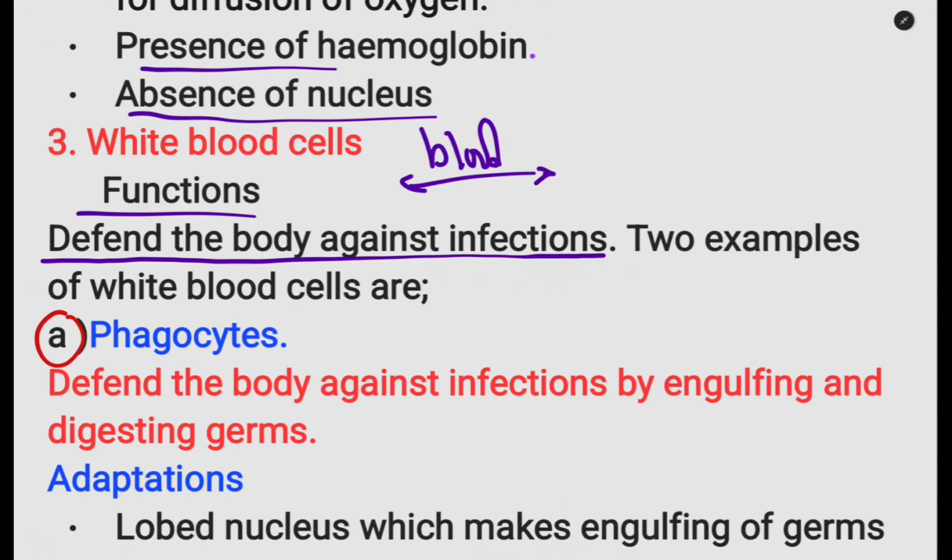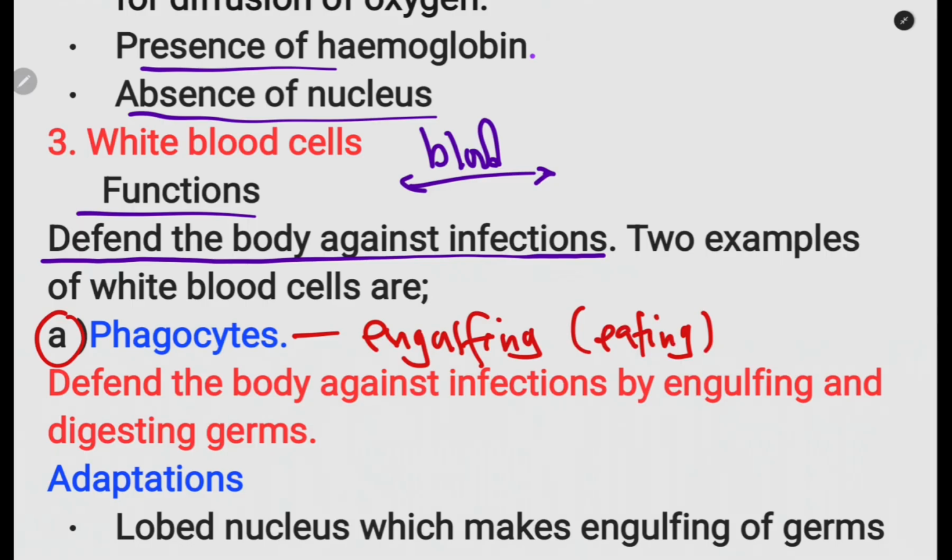Phagocyte, what should come to your mind when you hear of phagocyte? You should think of engulfing, more like eating. Phagocytes defend the body against infection by engulfing and digesting germs. We are going to see the diagrams illustrating this. So you need to know that phagocytes defend the body against infection by engulfing and digesting germs.